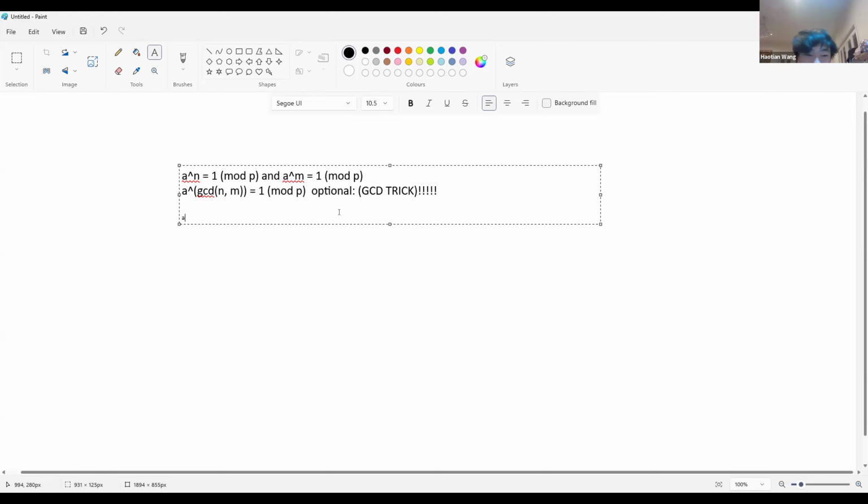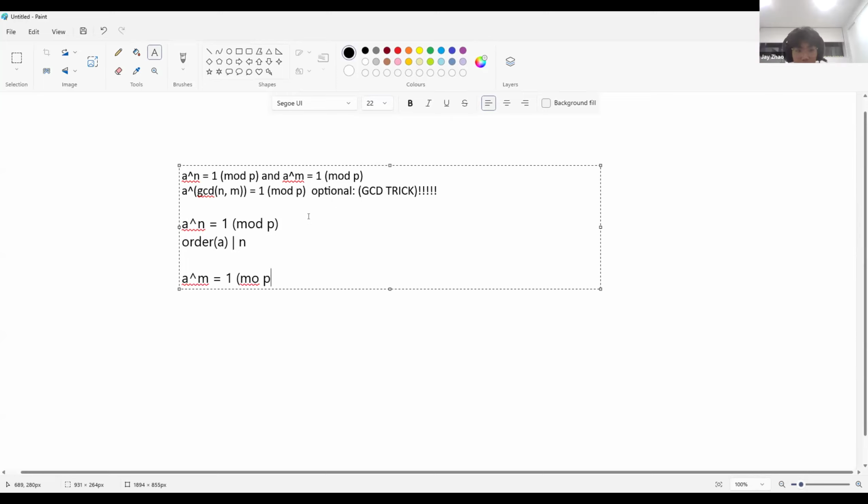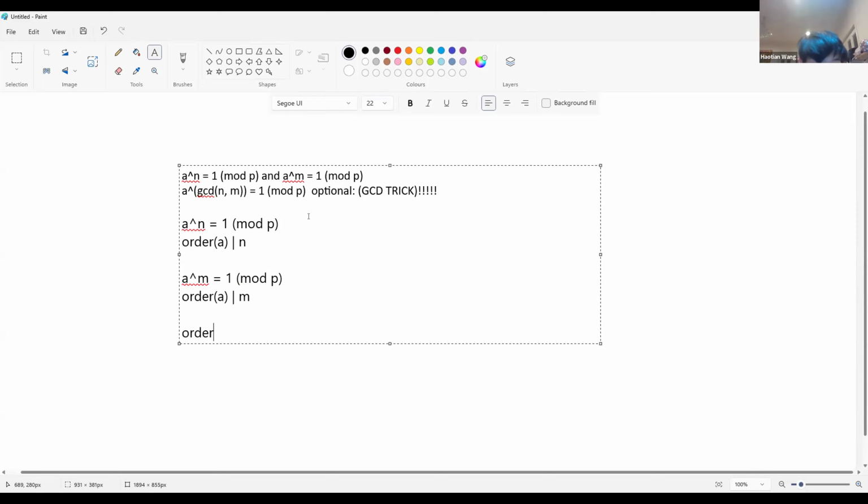Okay. So we know a to the n is congruent to 1 mod p. Then by the first property, we know the order of a divides n. And then similarly, we know the order of a also divides m. So then the order of a divides the greatest common divisor of n and m because it divides both of them.